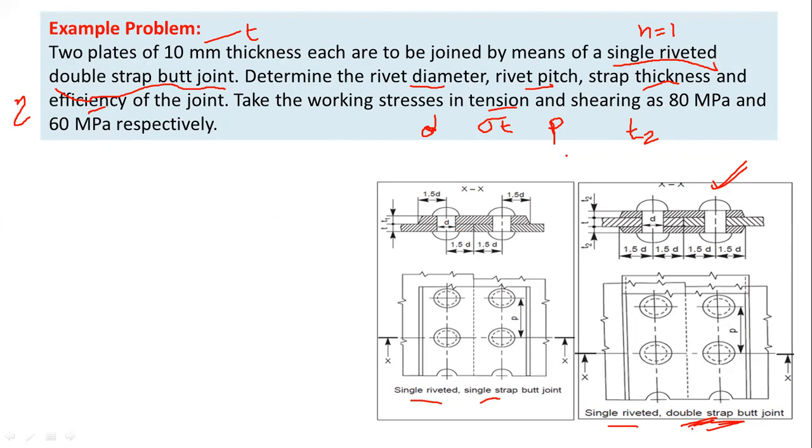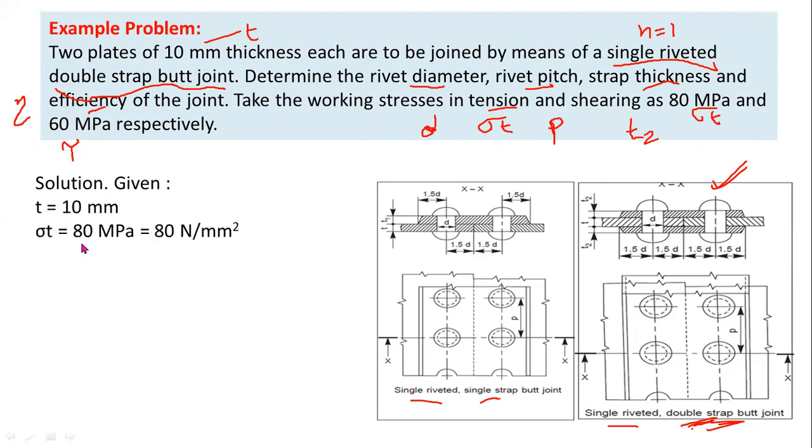Working stresses in tension, that is tensile stress sigma T, and shearing, that means shear stress tau equal to 60 megapascal, and 80 megapascal for tensile stress sigma T. These are all the given values. So from the given question, the given data is thickness of the plate 10 mm, tensile stress sigma T equal to 80 megapascal, 1 megapascal is 1 Newton per mm square. Shear stress tau equal to 60 megapascal, that is 60 Newton per mm square.